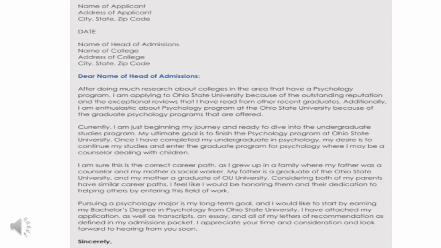Okay? There are times wherein you're going to put a 2 by 2 picture, if I'm not mistaken. But usually 2 by 2 talaga. We'll put your 2 by 2 picture on the right side, on the upper right side of your paper. Yeah, that's it. That's an example of an application letter.